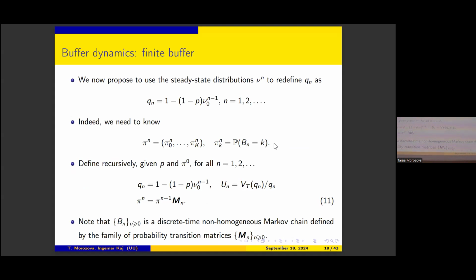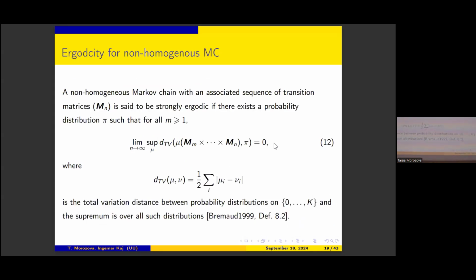But what we actually need to know is the distribution pi, so the distribution of the buffer. We recursively define Qn using this so-called auxiliary distribution, and we define pi using the same matrix, Mn. I think I already said that a few times, but basically Bn is a discrete time non-homogeneous Markov chain defined by the probability matrices Mn.